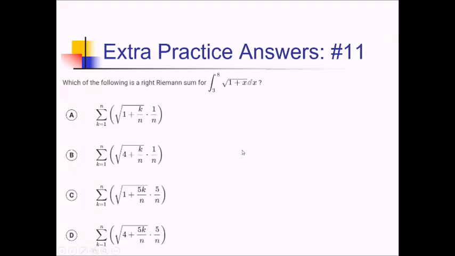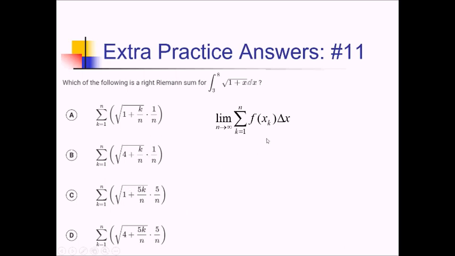For this problem, we're given an integral, and we want to turn it into a right Riemann sum, which is going to be one of these summations here. So in general, we're going from definite integral form to the form of limit as n approaches infinity of summation from k equals 1 to n of f of x sub k delta x. So we need to figure out the f of x sub k and also what the delta x looks like.